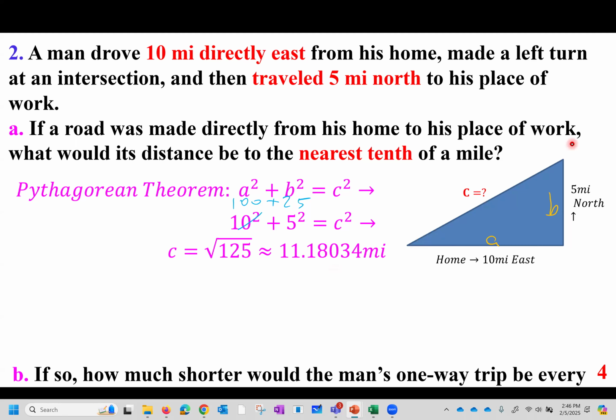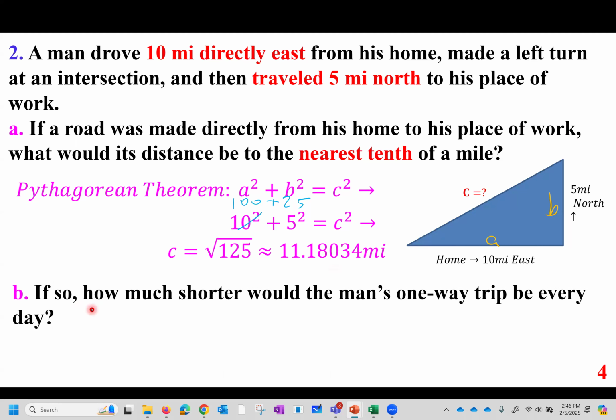This distance. If so, how much shorter would the man's one-way trip be every day? So what if we didn't have to go this way and we had to go this way? Obviously, we have to go this way, which is 10 plus 5 miles. So we have to go 15 miles. If we didn't, we would go this much.